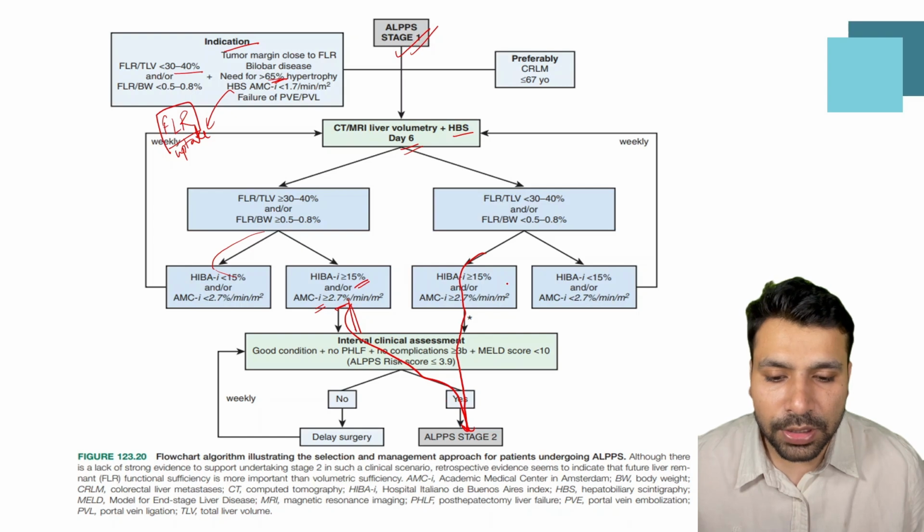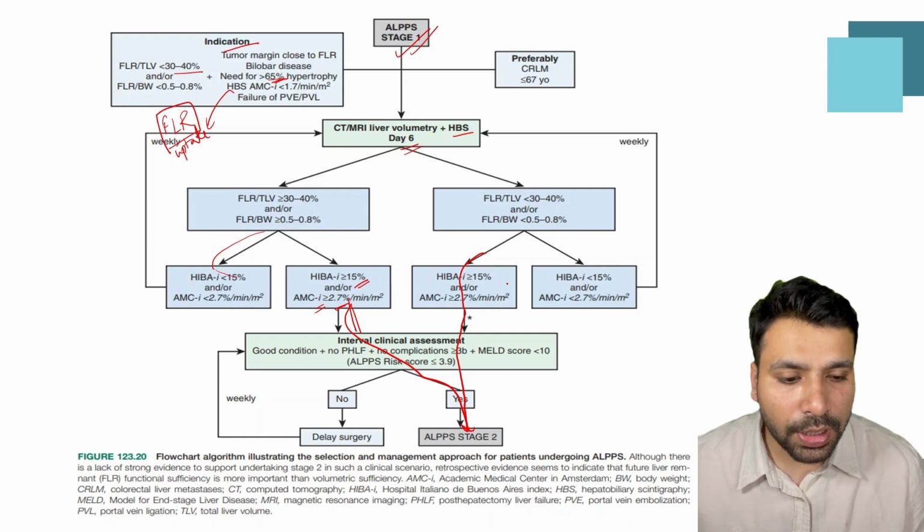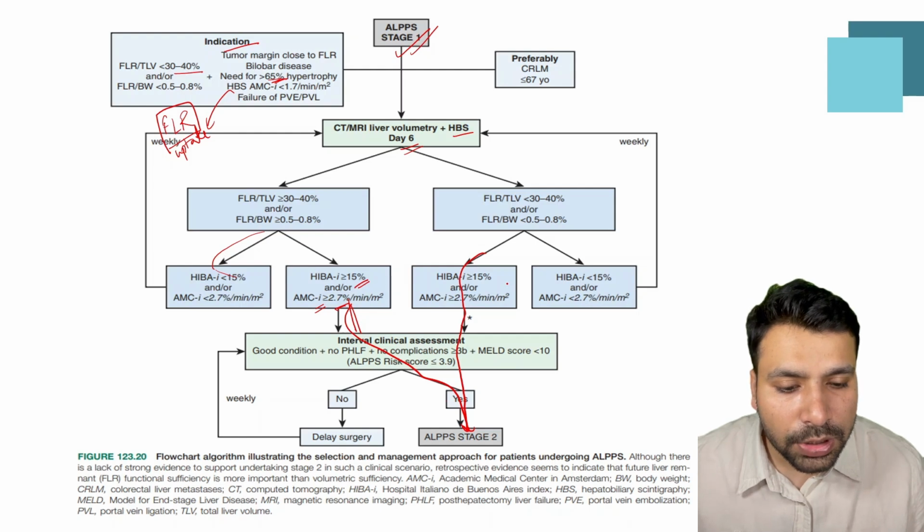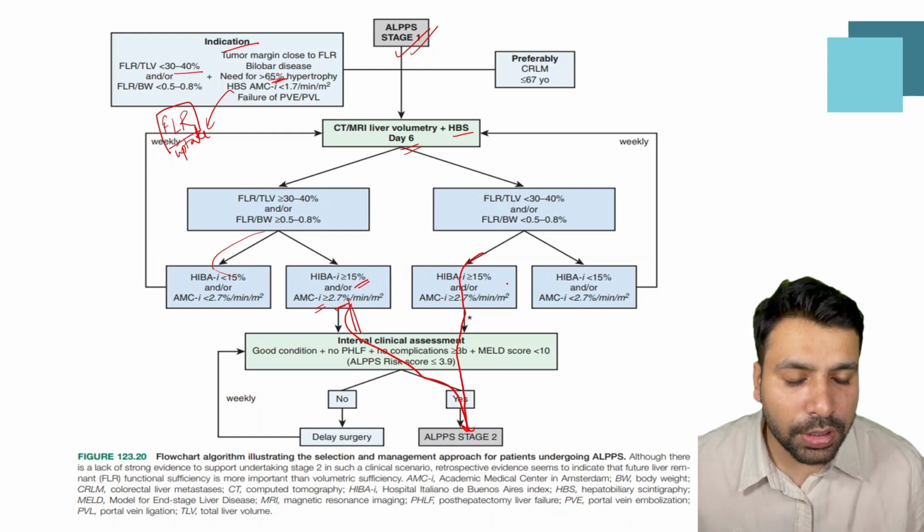So ALPPS is portal vein ligation, complete transection of the liver parenchyma. It's a classic technique. Partial ALPPS or P-ALPPS is portal vein ligation, incomplete transection, but still more than 50%. So what is the need, what is the justification? It reduces mortality.